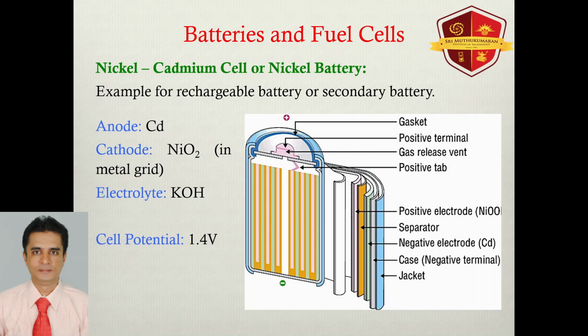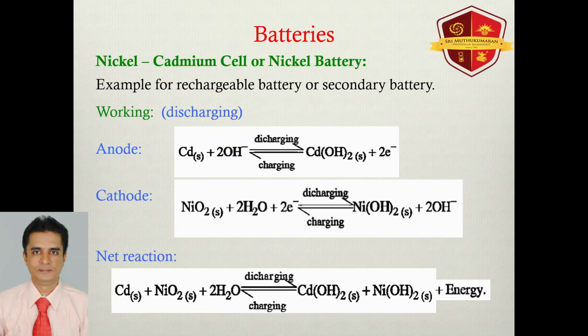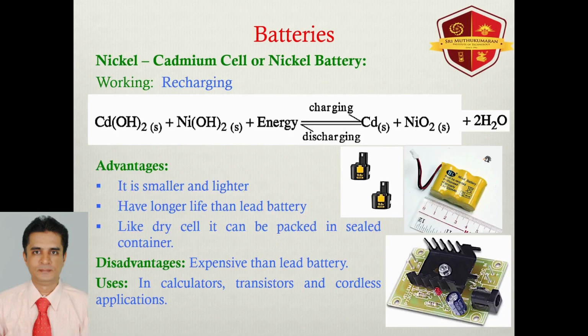Nickel cadmium battery. At the anode we have a cadmium electrode, and at the cathode nickel oxide in a metal grid. The electrolyte is potassium hydroxide. The cell potential is 1.4 volt. In the anode and cathode reactions, cadmium plus potassium hydroxide on discharge gives cadmium hydroxide, and at the cathode nickel oxide plus water gives nickel hydroxide and potassium hydroxide. The nickel cadmium cell is an example of a reversible or secondary battery.